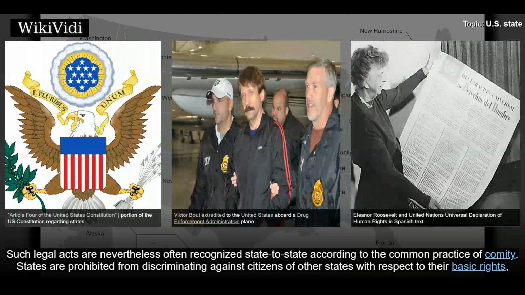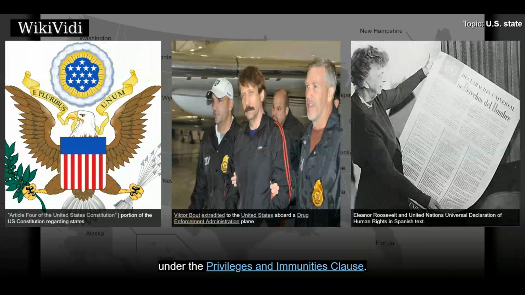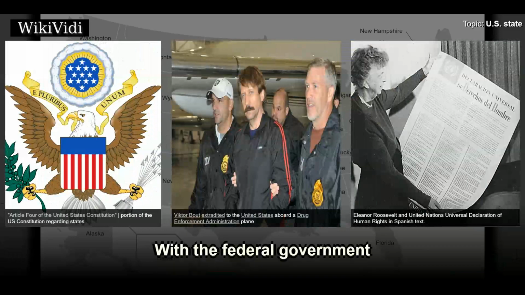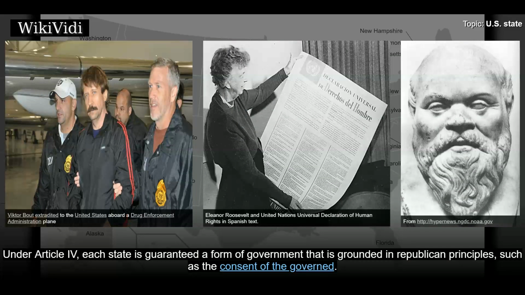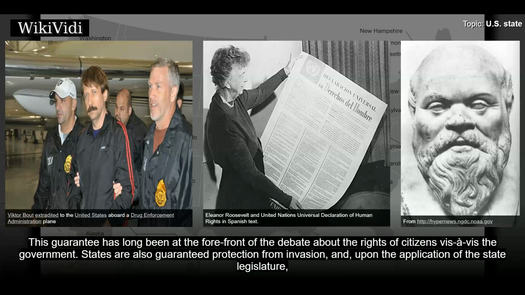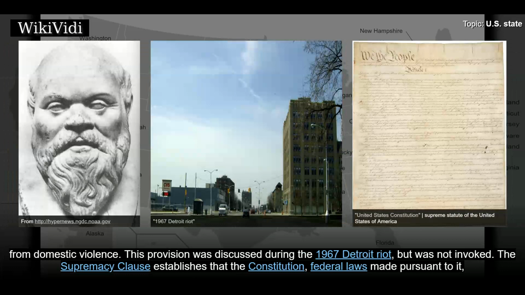Such legal acts are nevertheless often recognized state to state according to the common practice of comity. States are prohibited from discriminating against citizens of other states with respect to their basic rights, under the Privileges and Immunities Clause. With the federal government, under Article 4, each state is guaranteed a form of government that is grounded in republican principles, such as the consent of the governed. This guarantee has long been at the forefront of the debate about the rights of citizens vis-à-vis the government. States are also guaranteed protection from invasion, and, upon the application of the state legislature, from domestic violence. This provision was discussed during the 1967 Detroit riot, but was not invoked.